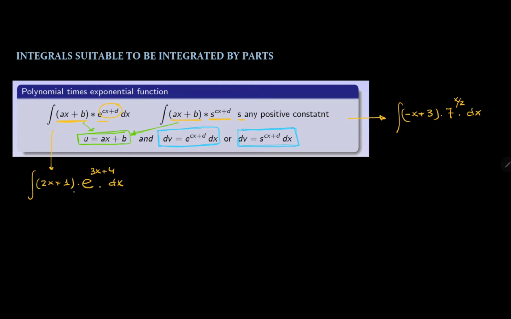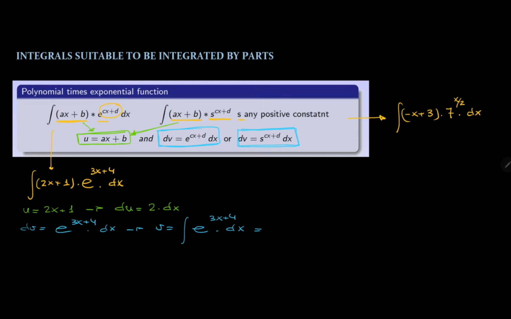Let's start with the e base, and according to the formula, u is going to be the polynomial expression, and we are going to differentiate it. du is 2 times dx. And the dv is going to be the exponential and the dx, and we are going to integrate dv to obtain v. So we're going to integrate e to the 3x plus 4 dx.